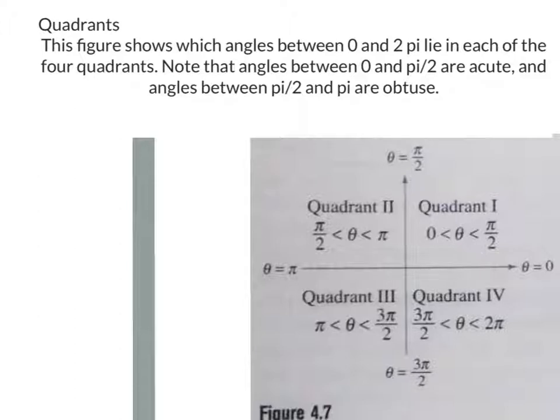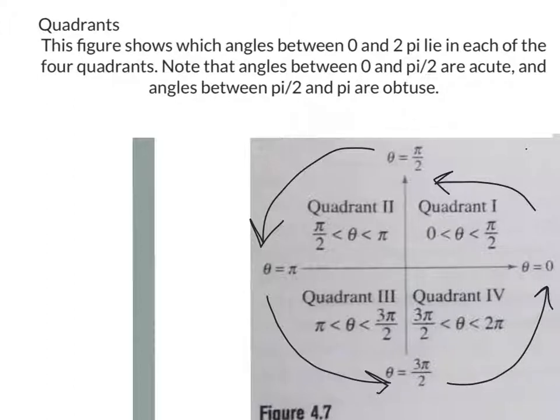So again, if we're looking at this, it's basically showing that the angles from 0 to pi over 2 is considered quadrant 1. Then from pi over 2 to pi, that's considered quadrant 2. Remember, that's anything from 90 to 180 degrees. Then anything from 180 to 270 or pi to 3 pi over 2 is considered quadrant 3. And then anything from 3 pi over 2 to 2 pi, which by the way is 270 back up to 360, is considered quadrant 4.